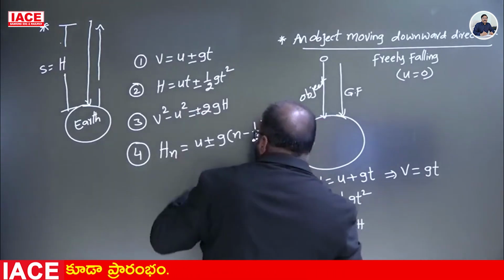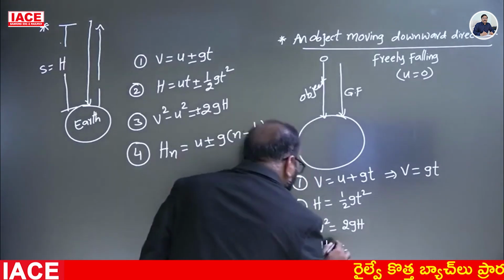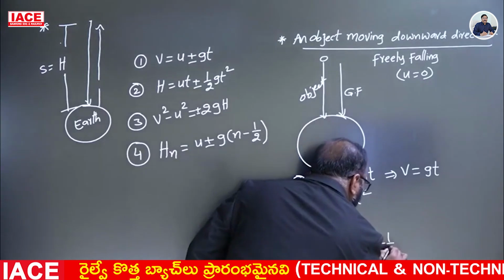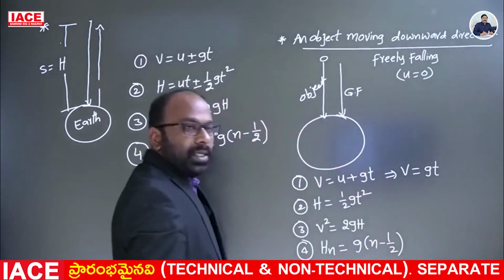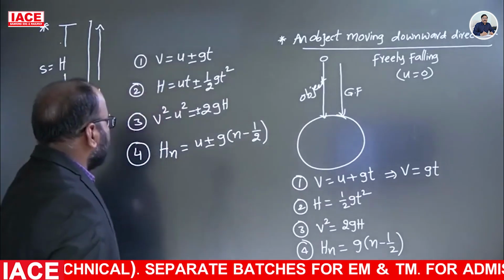Fourth one, height in nth second, hn, is equal to, u value 0, so g into n minus half. In our examinations, examiners focus on this, please focus on it.